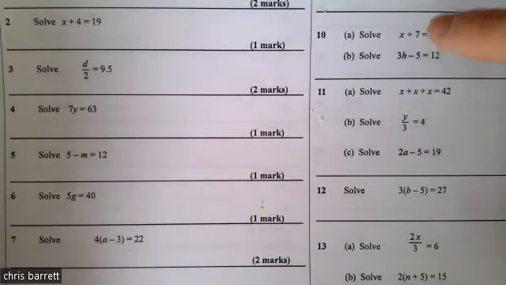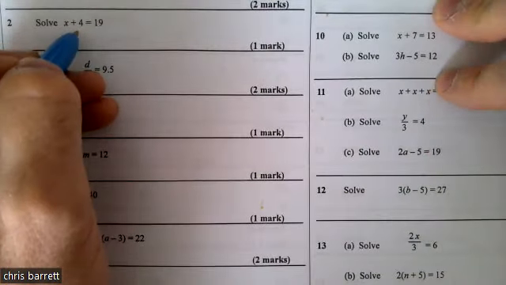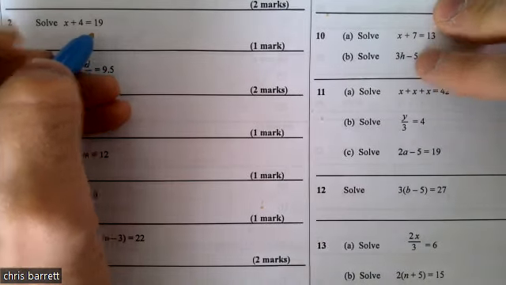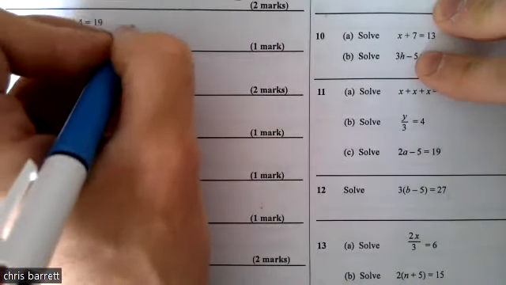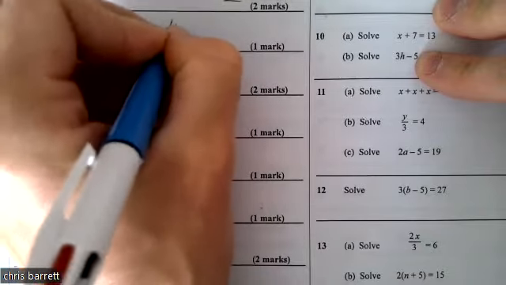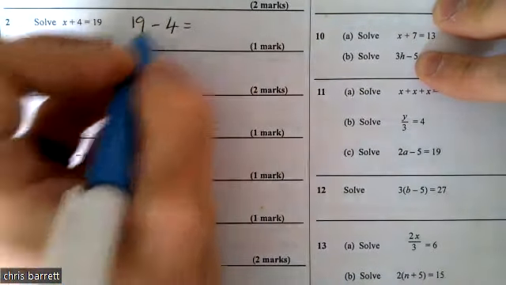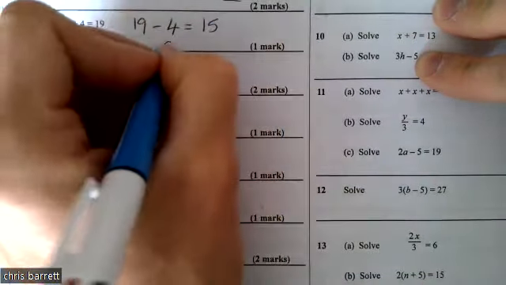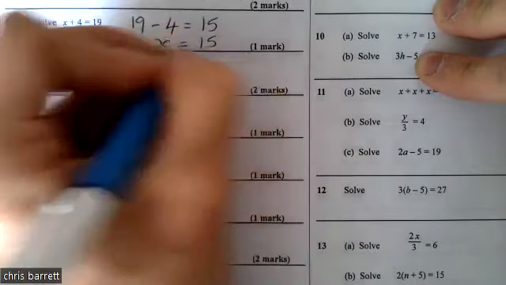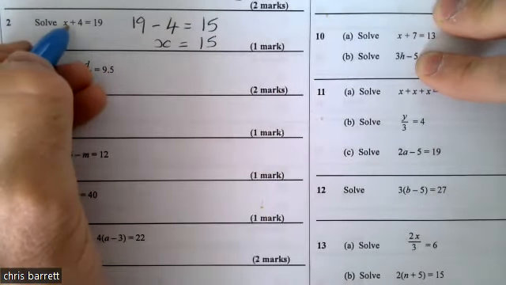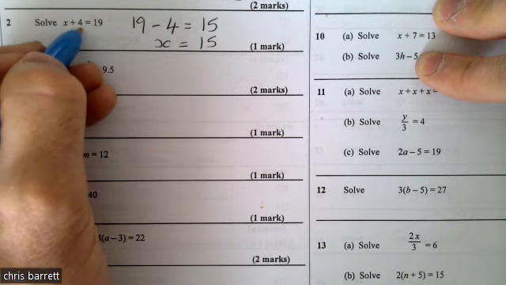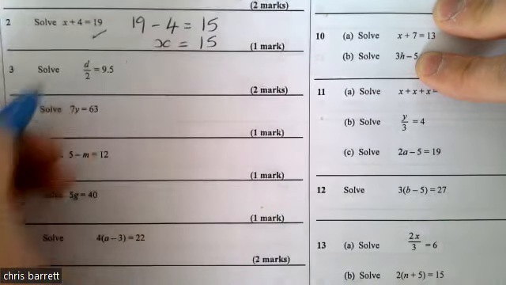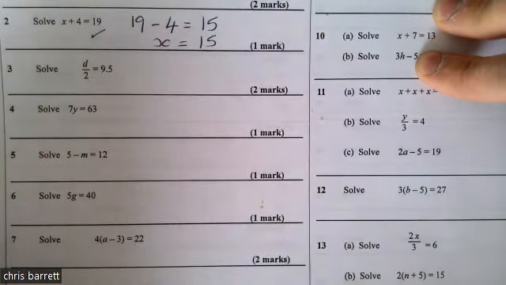So we've got x add 4 equals 19. The easiest way to do that would be to do 19 subtract 4, which is equal to 15. So our x is equal to 15. And then I'm going to check it. 15 add 4 is 19. So I know I've done it right.